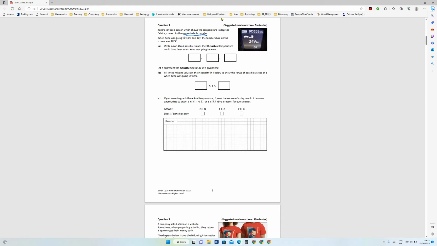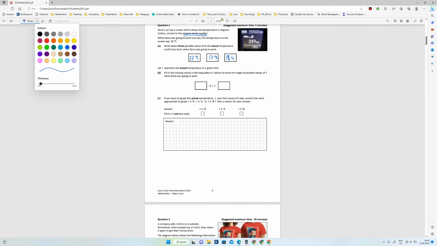Write down three possible values that the actual temperature could have been when Zena was going to work. Okay, so as I said, it could be 17.9. It could be 17.8. In fact, it could be any value from 17.5 up to 18.4. So I'll make that one 18.4. And there we have it. So that's the first part completed.